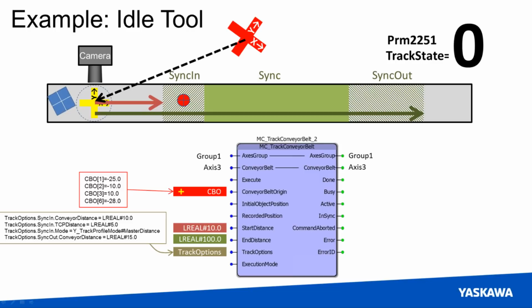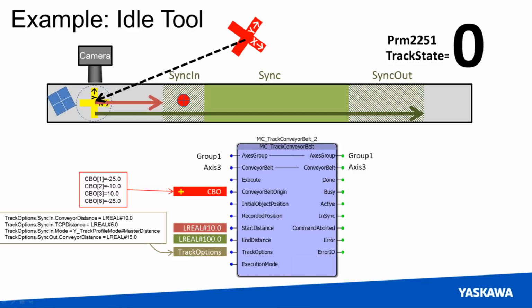I need to define that sink in and sink out zone, and I do that with track options. So again, defining the sink in zone, track options structure, the sink in substructure, conveyor distance. The conveyor is going to move 10 units. And my TCP, since I'm starting in the middle of that, will move 5 units. That's the second line. I want to use mode master distance, which means if I happen to start and the part's already in the sink zone, then the effective sink in is going to move along with that part.